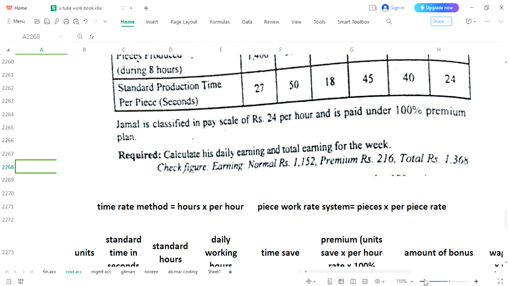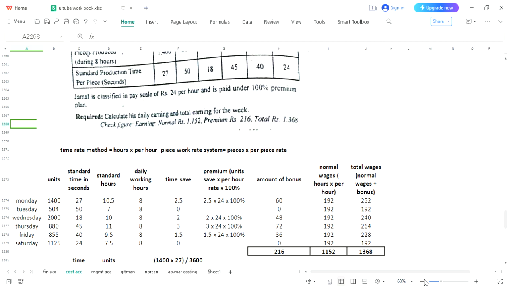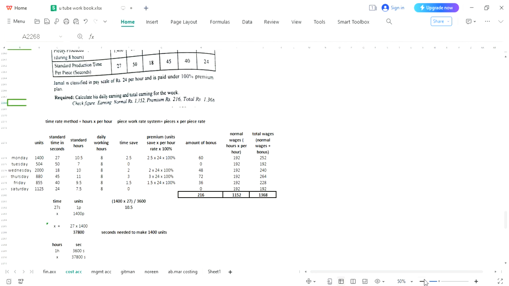I just want to let you know the size of this question. Here you can see what you have done. These are the different columns you have used to finalize these three amounts. This column was used to calculate bonus, normal wages, and you have added both bonuses and normal wages, with which your total wages 1368 has arrived. So I'm requesting you to please follow it and read or revise this question as many times as you can.